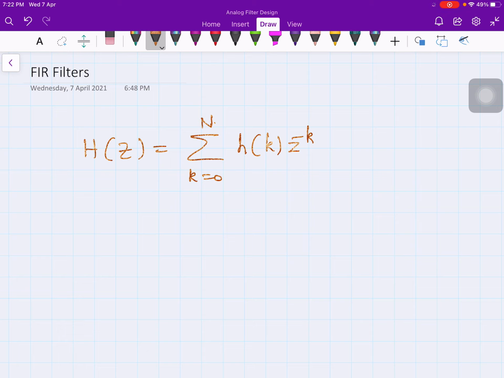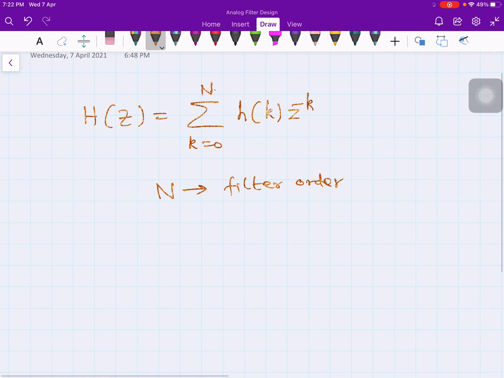And here this capital N denotes length or sometimes order. So here I will use filter order. Sometimes I may use capital N to denote the length of the filter also. So beware of the terminology. You have to keep track of what it stands for. Here obviously, if N stands for filter order, then N plus 1 is the length of the filter.